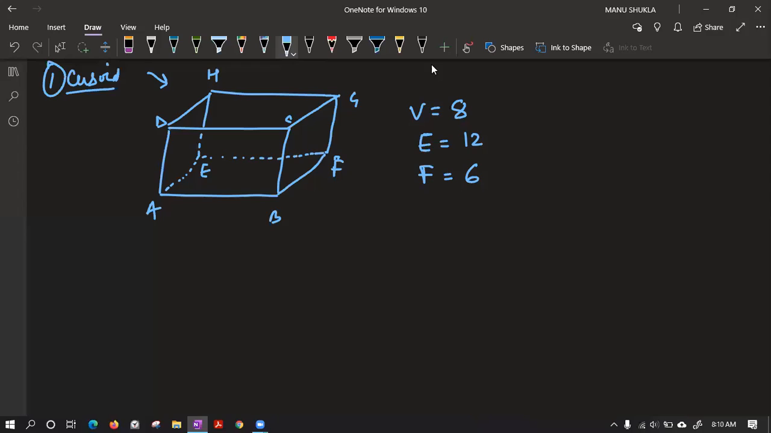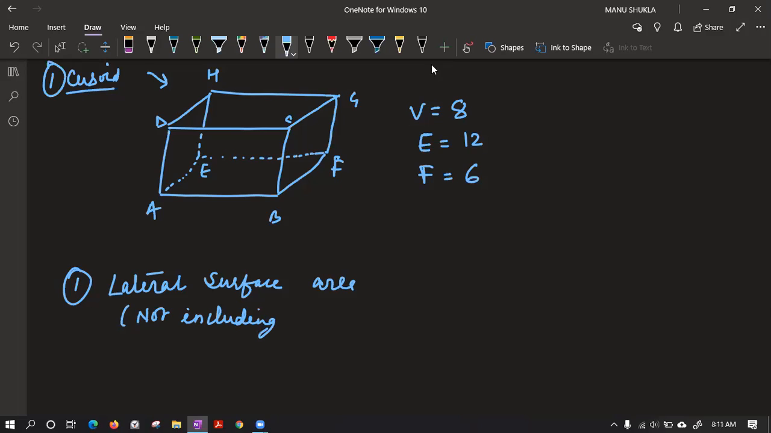Now let us start the topic of surface area. But before that comes lateral surface area. In surface area, there are two concepts: lateral surface area and total surface area. Lateral surface area means when you are considering only the side faces and you are not including the top and bottom.